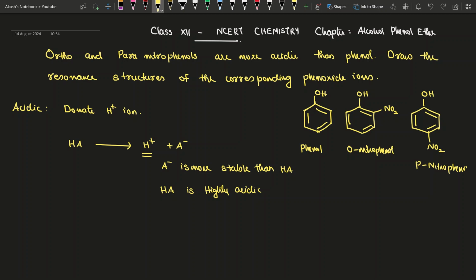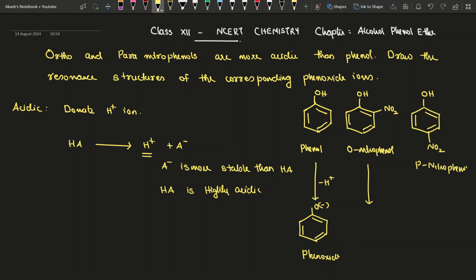In the same way, when you are considering phenol, ortho nitrophenol or para nitrophenol, if phenol is donating an H plus ion, it will become a phenoxide ion. By donating H plus ion, phenol will become phenoxide ion. That is called O minus. This is called a phenoxide. We know that phenoxide ion is more stable than phenol. Since phenoxide ion is more stable than phenol, phenol is acidic. We will see in another video why phenoxide ion is more stable than phenol. If I explain that here, it would become a very lengthy proposition.